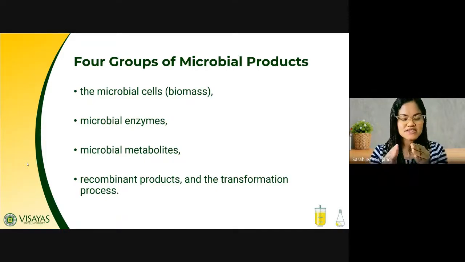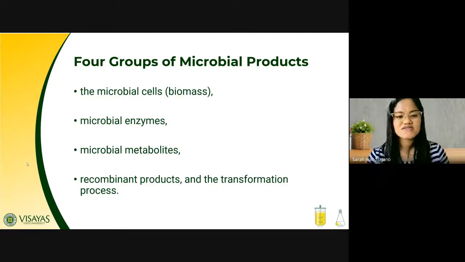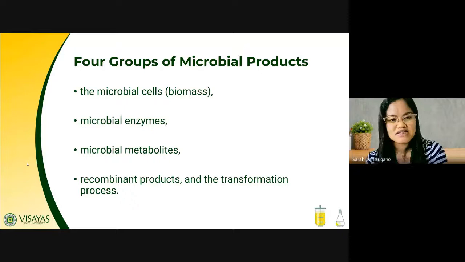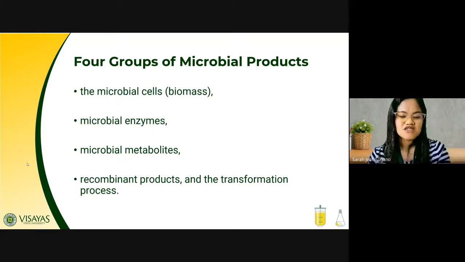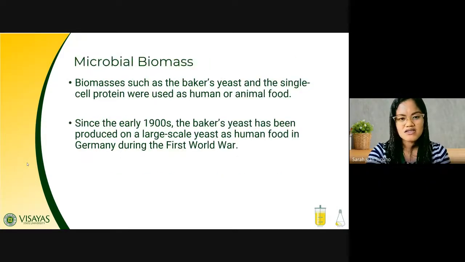The first is the microbial cells, which is the biomass, and then another product group is the microbial enzymes. There are many enzyme products from the microorganisms. You can also have microbial metabolites. And the fourth one is the recombinant products. Transformation processes are the techniques, or what they call the process flow, in order to derive such recombinant products. Okay, so first, the microbial biomass.